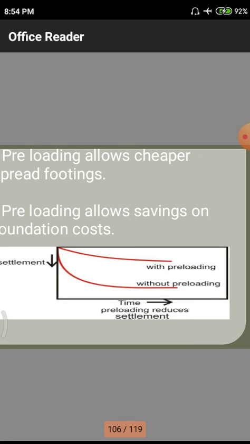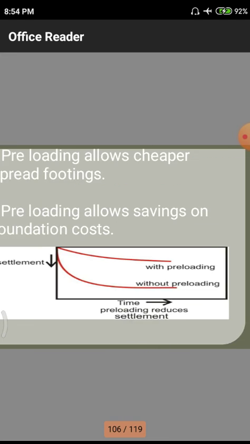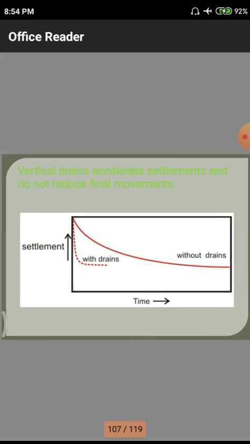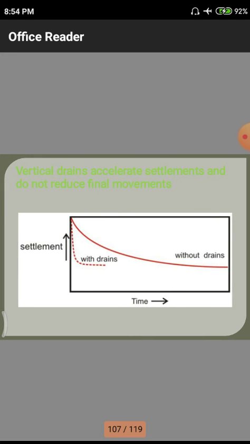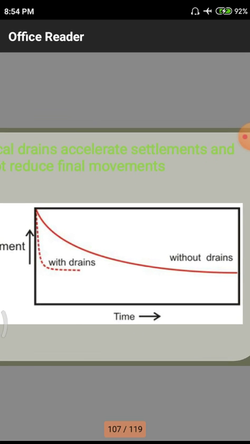You need to understand this; we have to do some amount of study on these graphs. First, this is the settlement with respect to time for these drains. Previously we observed preloading and without preloading. But in this case, without drains and with drains, what is the settlement?